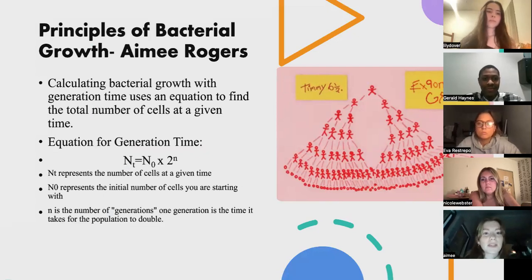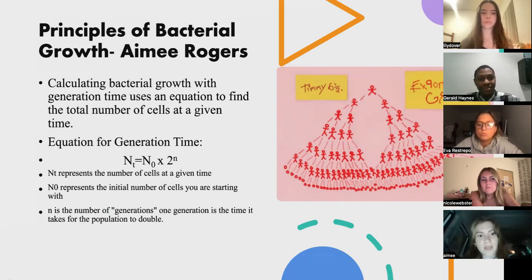You can calculate bacterial growth with generation time using the equation Nt equals N0 times 2^n. And this little image to the right shows you how that works. Nt represents the number of cells at a given time. N0 represents the initial number of cells you are starting with. And little n is the number of generations. One generation is the time it takes for the population to double.